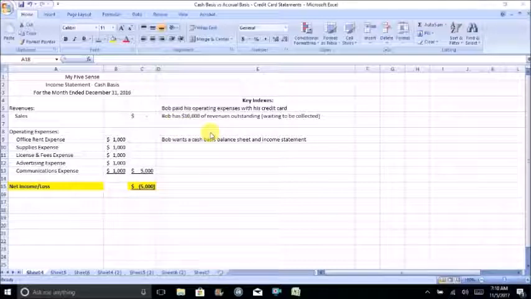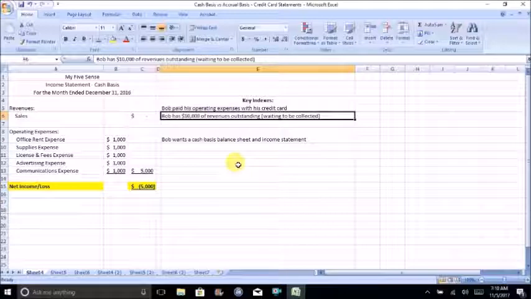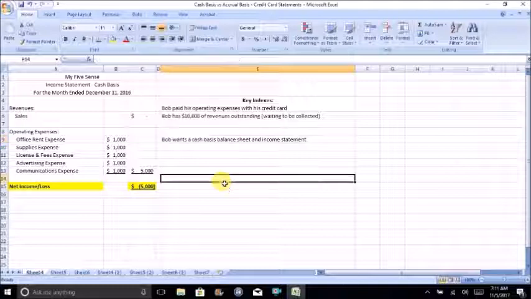Okay, so Bob comes to you as the accountant, and he wants you to prepare a set of cash basis financial statements for him. This is what he has going on. Bob has paid his operating expenses with his credit card, and Bob has $10,000 of revenue outstanding. He's still waiting to collect on it. Bob wants a cash basis balance sheet and income statement.